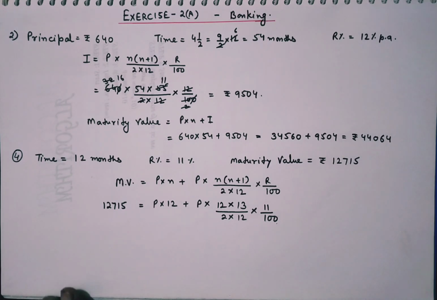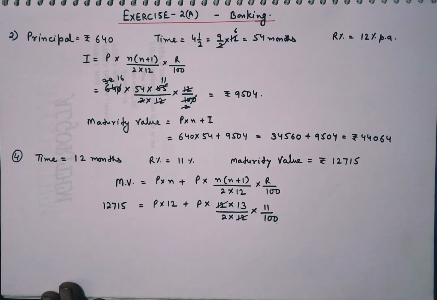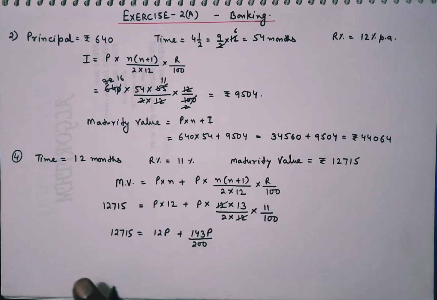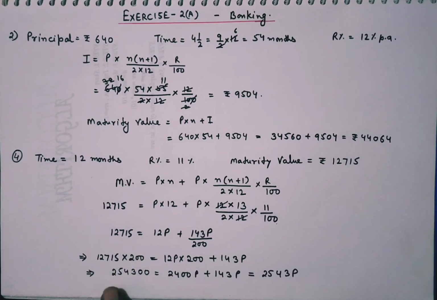Now we are going to solve as much as is possible for us. We have solved this, and now we are going to copy the remaining portion. Here we have got 143P by 200 on solving all this. Now we have 200 in the denominator, so we can multiply the whole equation by 200. After doing so, we multiply these two, and then we solve these two together. Now by making a transpose, we can find the value of P.